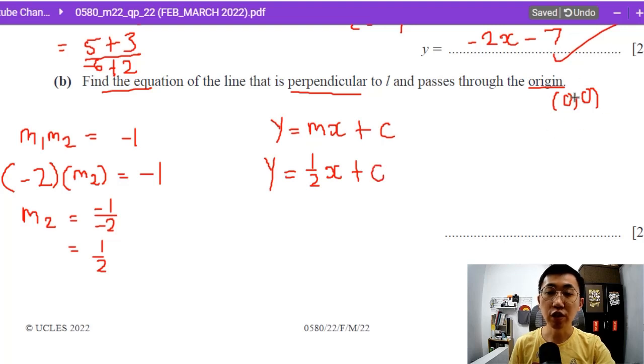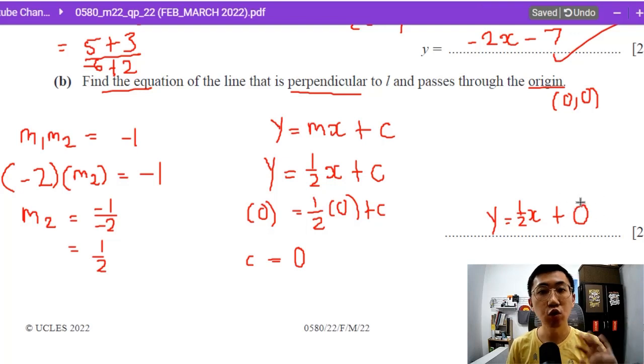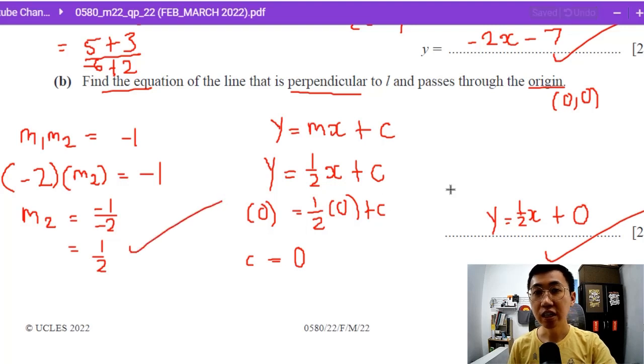Passes through the origin, the coordinate fill up, y and x fill up inside. Okay, so 0. Just show your working only. Okay, and you will get c equals to 0. Now write your final answer. y equals to half x plus c is 0. According to the marking scheme, if you want to write plus 0 or don't want to write plus 0, that is actually fine. I will just do this and you will get your answer to be 2 marks like that.